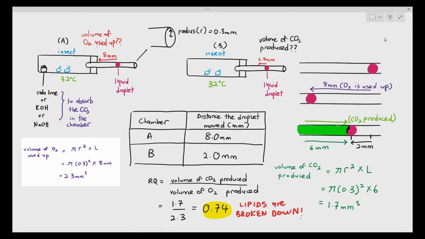So we can assume that in this case, maybe for some reason, the insect at 32 degrees Celsius, because that's when the experiment was being done, is respiring, but it's not really breaking down carbohydrates, is it? Because the RQ is 0.74. So we can assume that the insects might be breaking down more lipids as a source of energy to produce ATP. These are how the experiments are usually done to determine the RQ value.